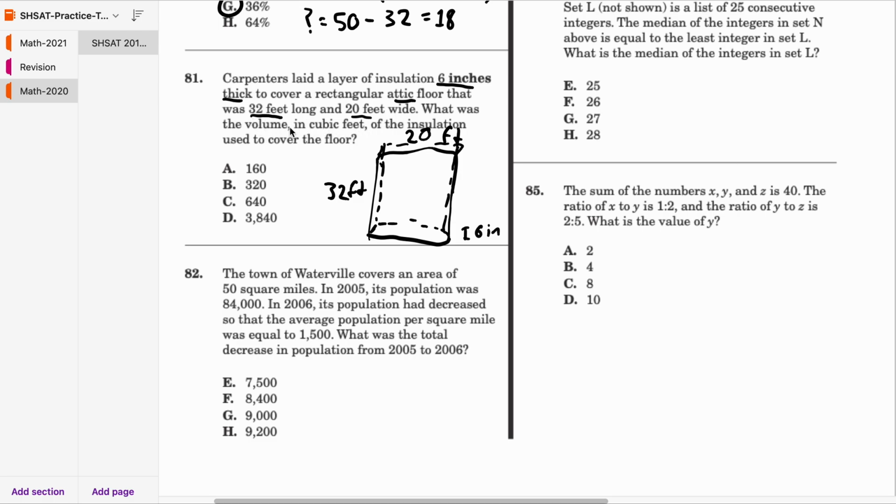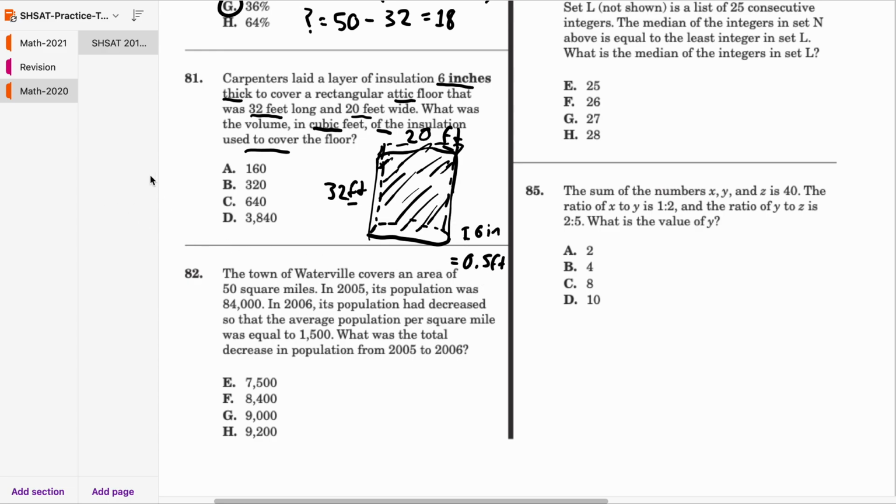And then we want to know what the volume is in cubic feet of the insulation used to cover the floor. So basically we just need to find like the volume of this box, right? Because we're covering it with insulation over the whole area, so that kind of adds like a third dimension. And the first thing that we should notice is that, well, the length and width are in feet. The height is in inches, right? So we know that 6 inches is just 0.5 feet. So we need to make that conversion, because if we don't, then if we try multiplying the dimensions together, we're going to get something that's off.